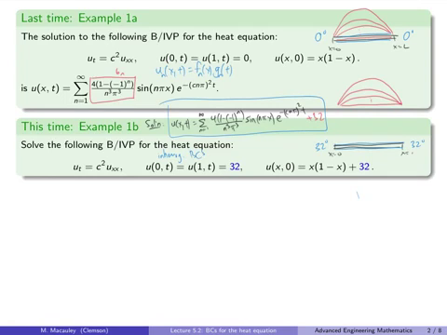And it's not surprising that if you look at this solution, this plus 32 is the steady state solution, because it is the limit as t goes to infinity of u of x and t. And I'm going to call this first part the homogeneous solution, u_h of x and t. So this is the solution to the related initial value problem, where the boundary conditions are homogeneous up here.